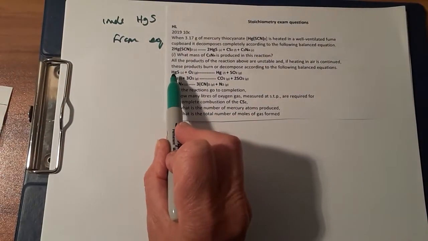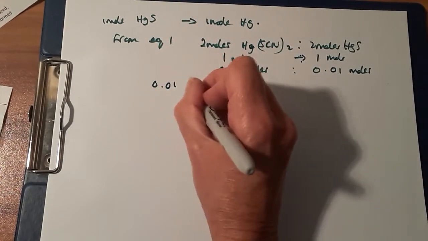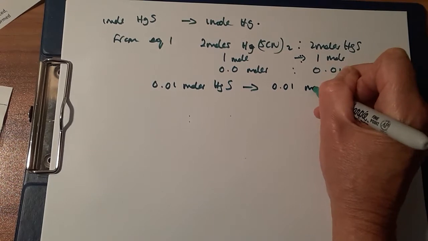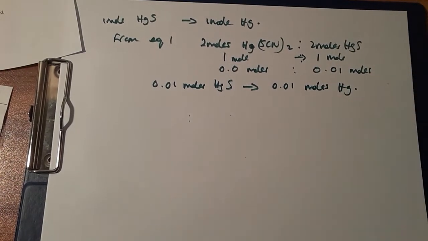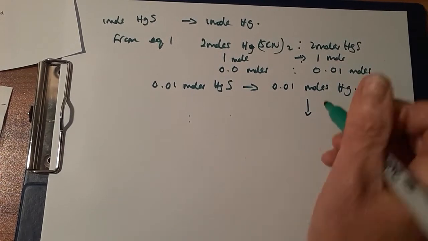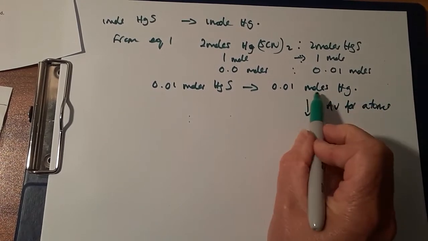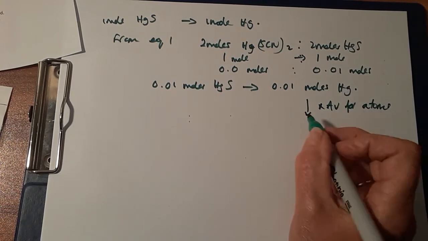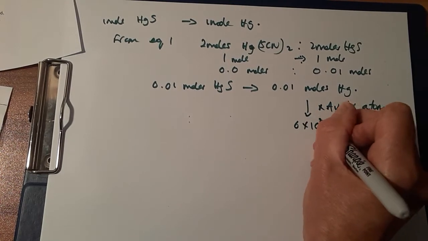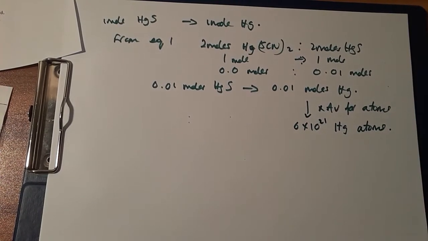So this 0.01 moles of HgS will produce mercury, and it's a 1-to-1 ratio again. So 0.01 moles of HgS will give you 0.01 moles of mercury. And if you want to get mercury atoms, you're going to multiply by Avogadro for atoms, because the types of particles are just atoms in this particular case. So when you multiply that by 6 by 10 to the 23, you will end up with 6 by 10 to the 21 mercury atoms. Okay, that's the third one.